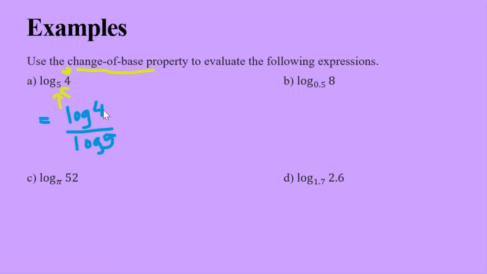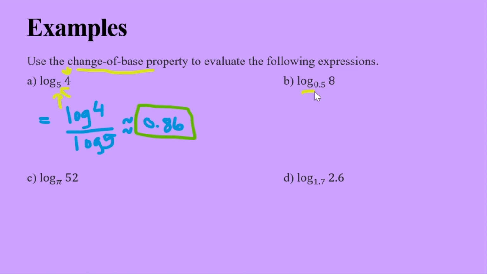So we'll do log of 4 divided by log of 5. And so when you get that in your calculator, you'll get approximately 0.86. So that will be the value of this expression, log base 5 of 4.